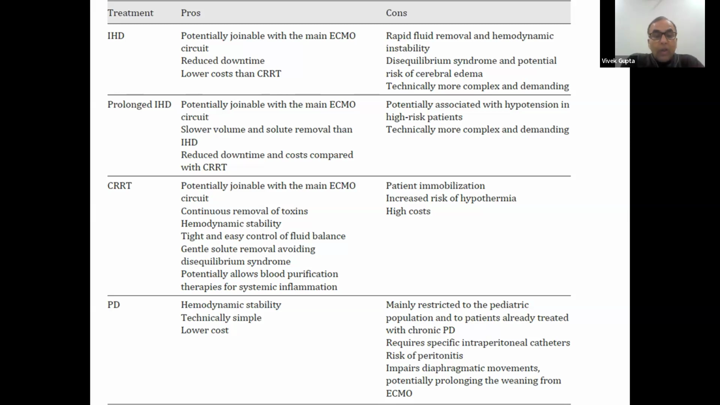Peritoneal dialysis is usually restricted to the pediatric population, usually not done in the adult population, but yes, it can be done if there are no abdominal issues.